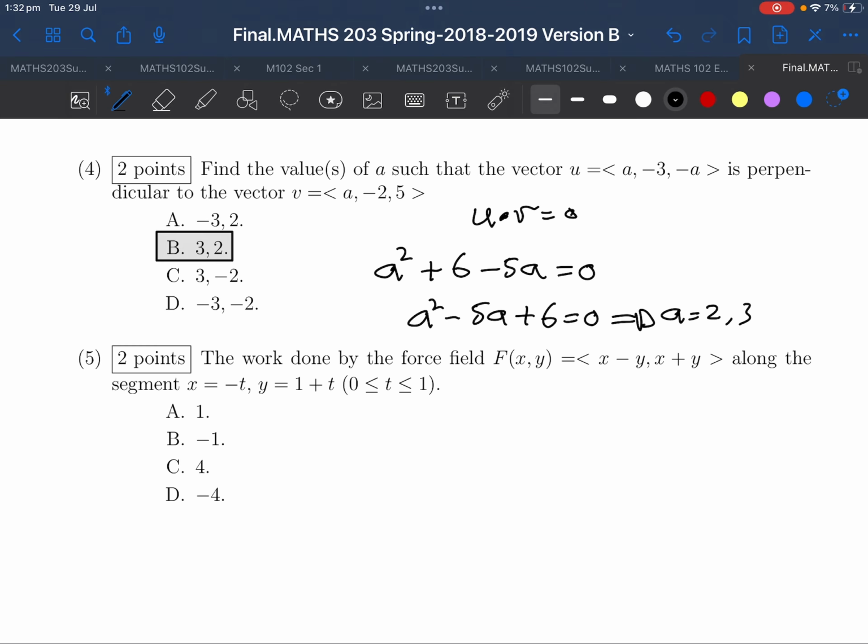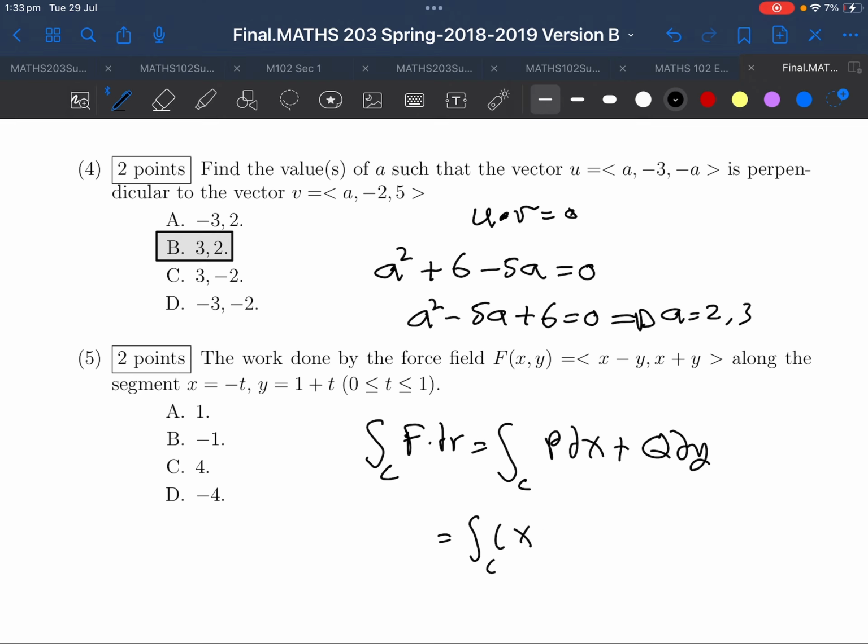Next, it says find the work done by the vector field, and I give you the parameterization of the curve. So what shall we do? We just need to write F dot dr, which is the integral of P dx plus Q dy. What is P? It is x minus y. What is Q? It is x plus y. Now, all you need to do is do the parameterization.